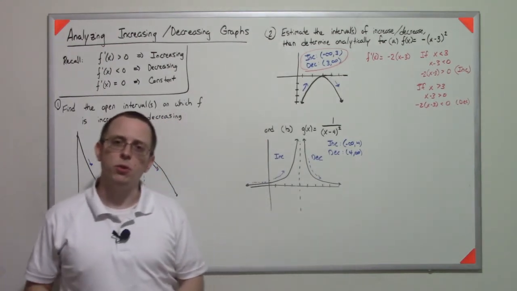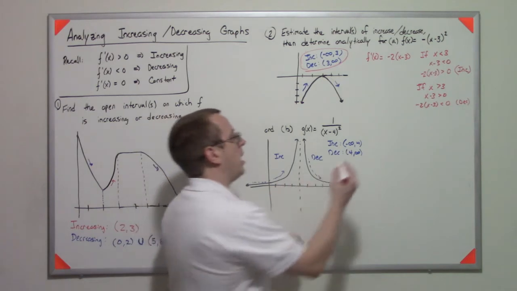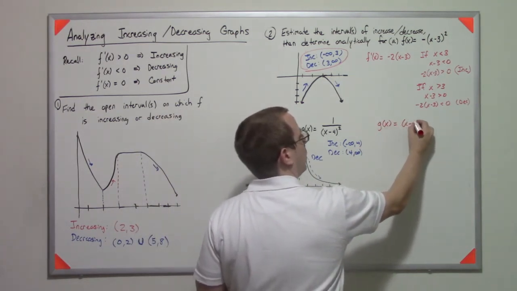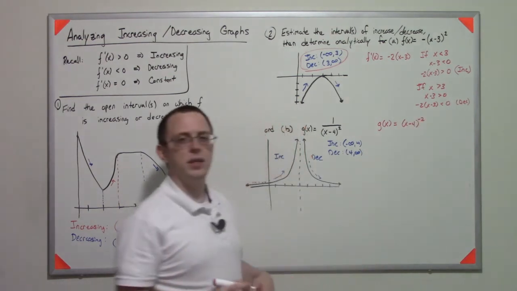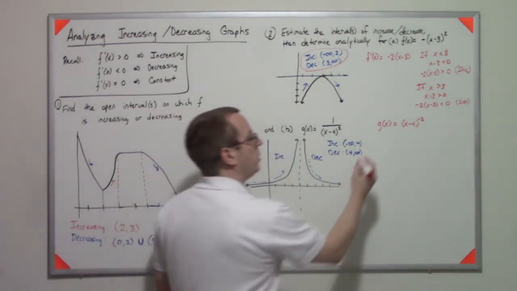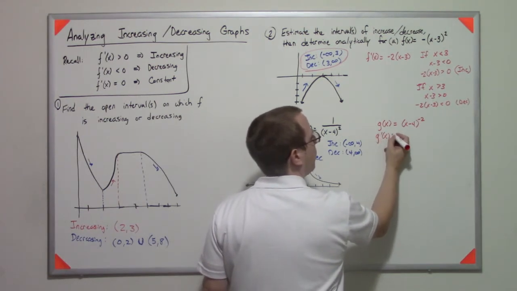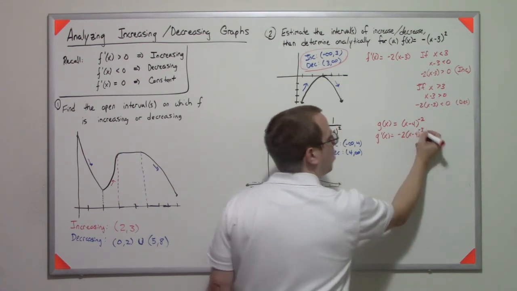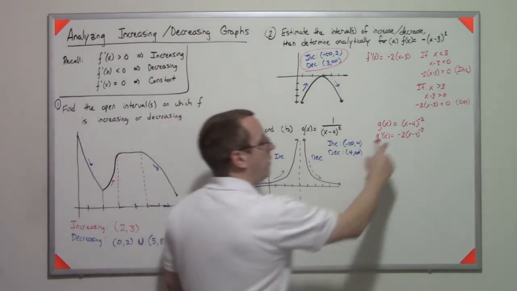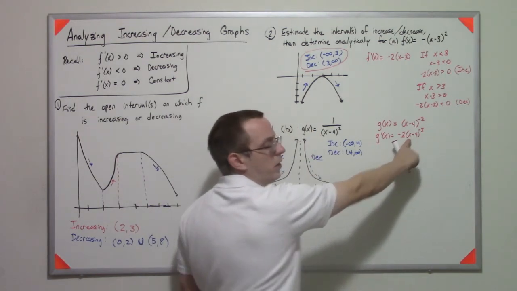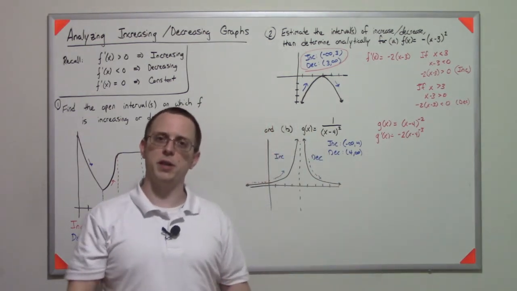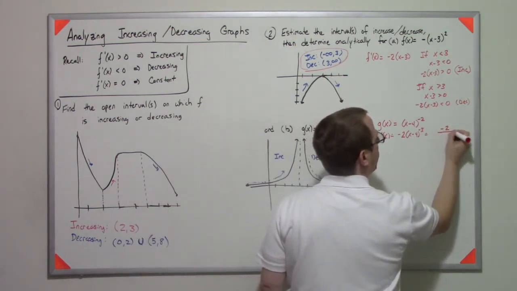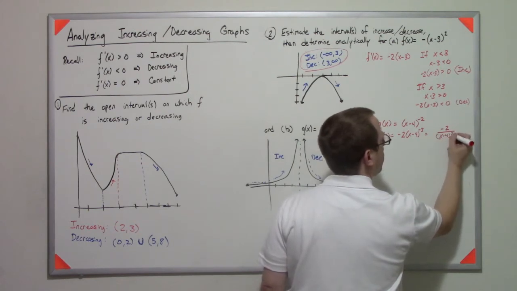So we need to take the derivative here. The first thing I would do is rewrite g of x to the negative 2 power. Then when I take the derivative by the chain rule, I bring the power down, I subtract 1 from the power, and then I multiply by the derivative of the inside. The derivative of x minus 4 is just 1. So that gives me negative 2 over (x minus 4) cubed.